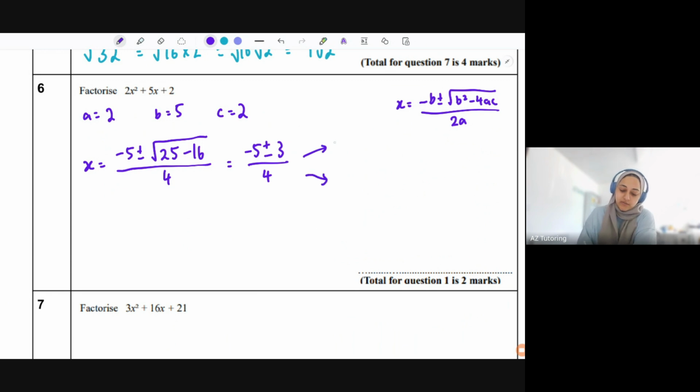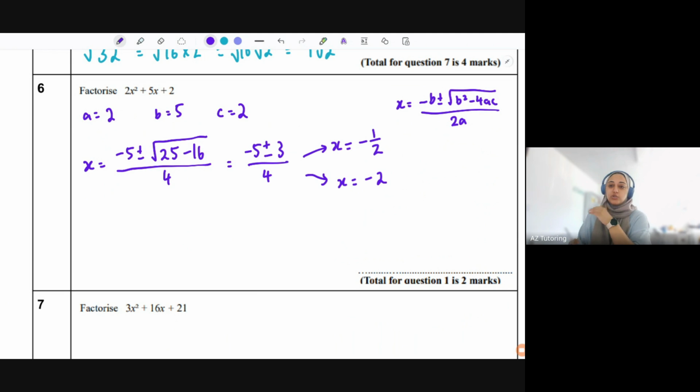So I've got 2 answers of x. I've got minus 5 add 3 divided by 4. So minus 2 divided by 4, so minus a half. And we've got x equals minus 5 minus 3, which is minus 8. And then minus 8 divided by 4 is just minus 2. So we've solved it. Now, a lot of people say we don't like using the quadratic formula because it takes time. But the more you practice it, the easier it gets.